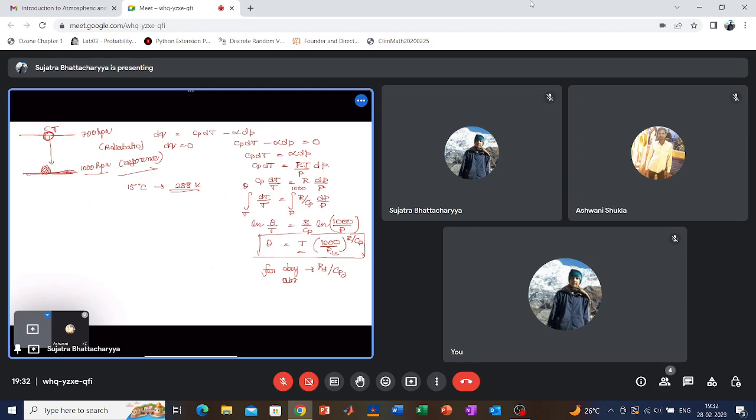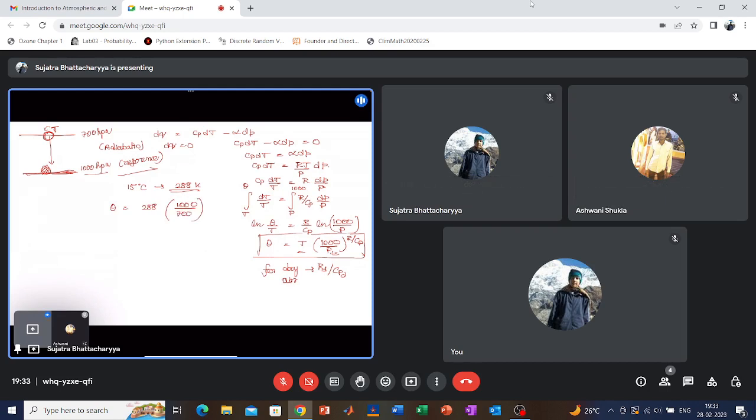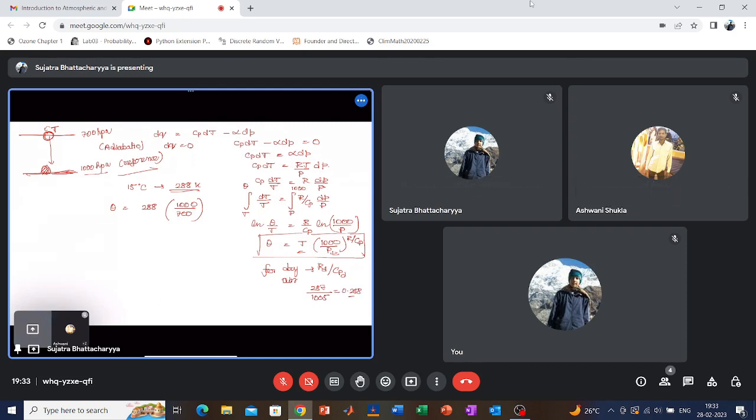So theta will be equal to 288 into (1000 divided by 700) hectopascals, raised to R_D by C_P. These are all in hectopascals, and in the ratio it will cancel. Now what is R_D? 287. What is C_PD? We have just now calculated, it is 1005. So R_D by C_P comes out to be about 0.268.